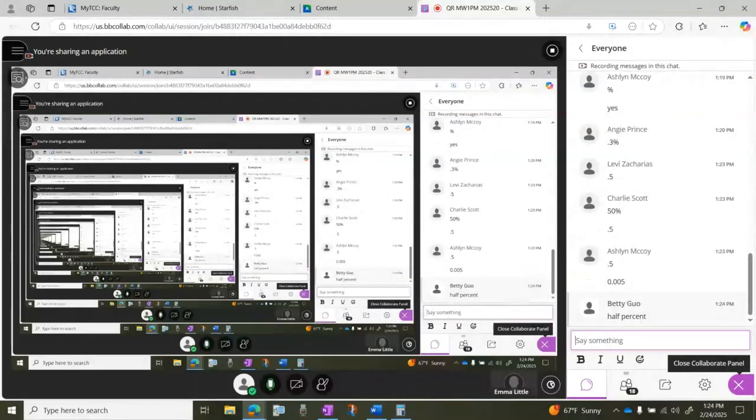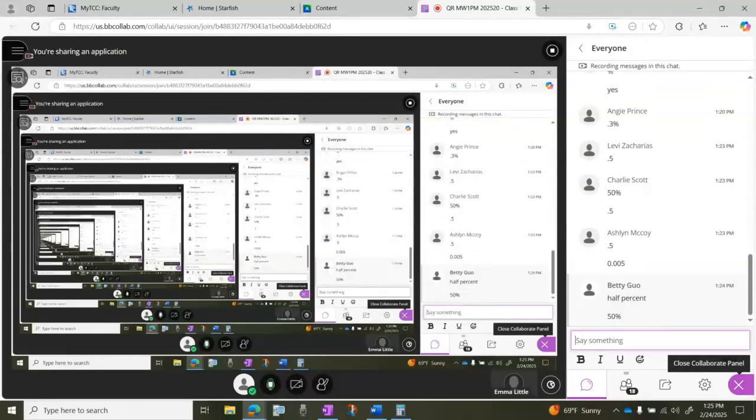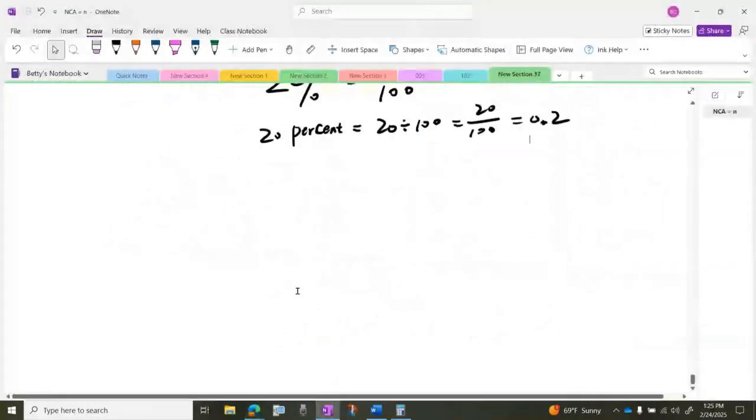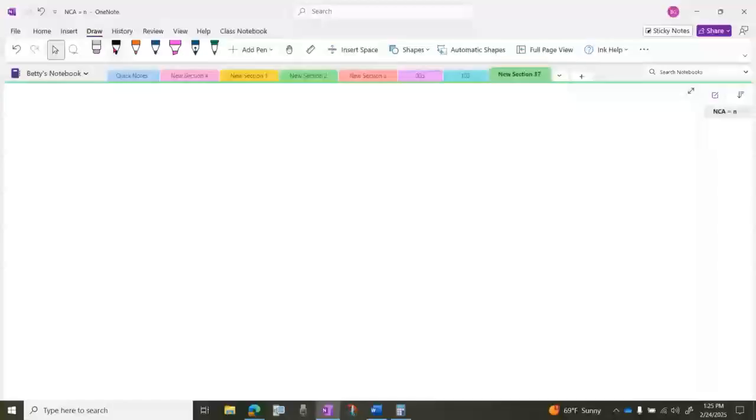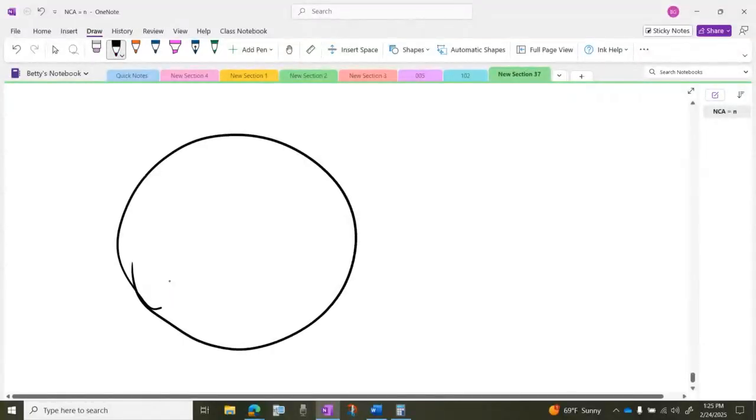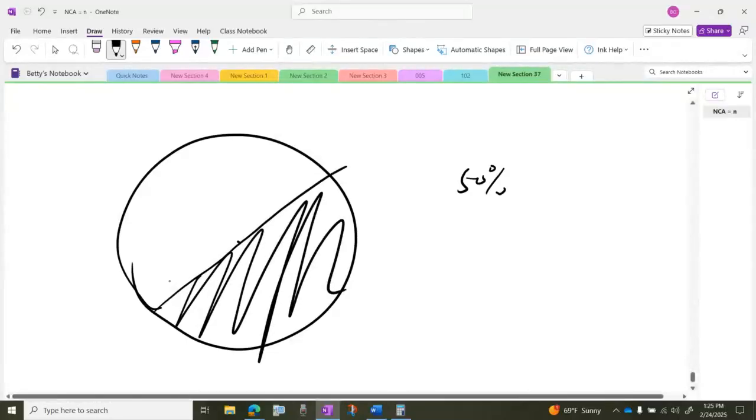So what does 50% mean? Let's think about a pizza, a very large pizza. You eat 50% of the pizza. 50% of the pizza is half of it. Okay, let me draw it. So this is the pizza. 50% of the pizza is half of it. That's a lot, okay?